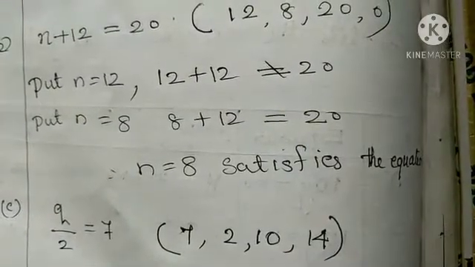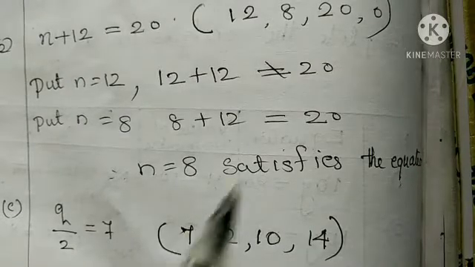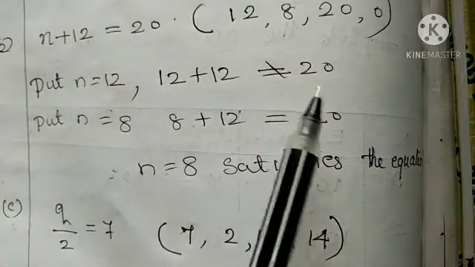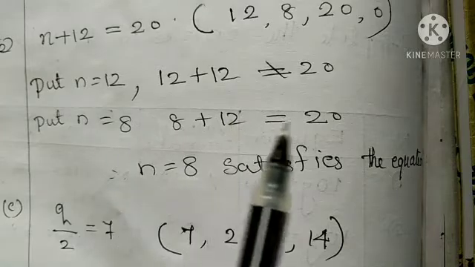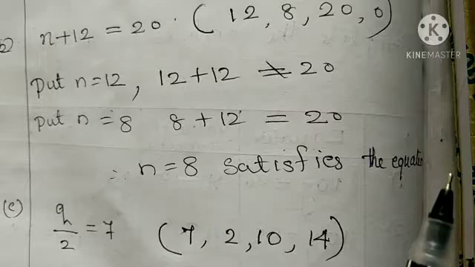Next question, n plus 12 is equal to 20. So put n equal to 12. First value 12. 12 plus 12 not equal to 20. So it is not a solution. Put n equal to 8. 8 plus 12 is equal to 20. Therefore n equal to 8 satisfy the equation.